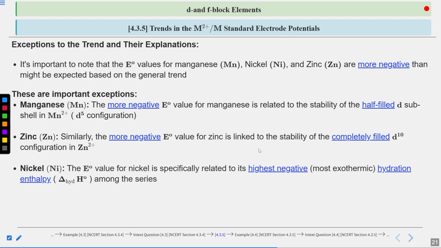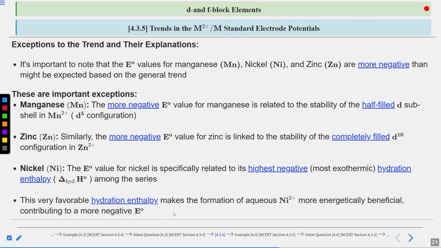Similarly, for nickel, the E naught value is specifically related to its high negative hydration enthalpy, that is delta hydration enthalpy, among the series. Nickel has the highest negative hydration enthalpy among the series, due to which the E naught value is going to be affected, and the E naught value is going to decrease for nickel.